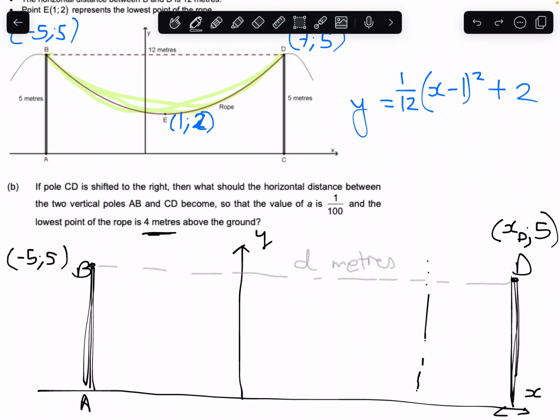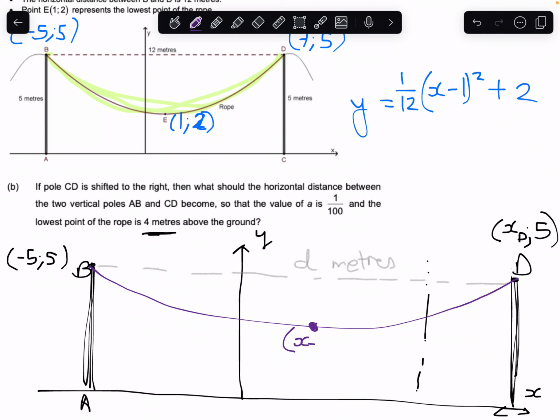Let's just say the parabola will be something like that. It's not immediately clear where the turning point is. It's very ambiguous.